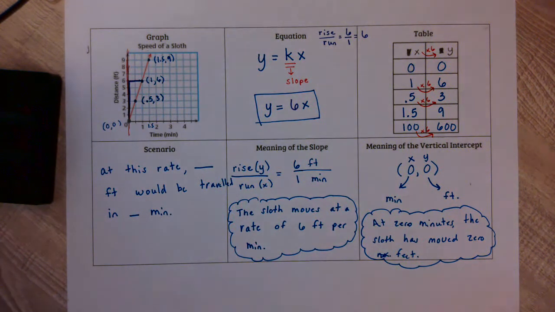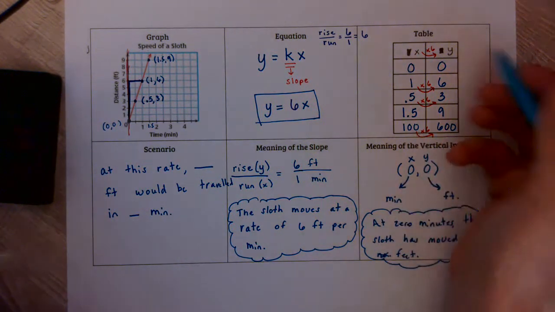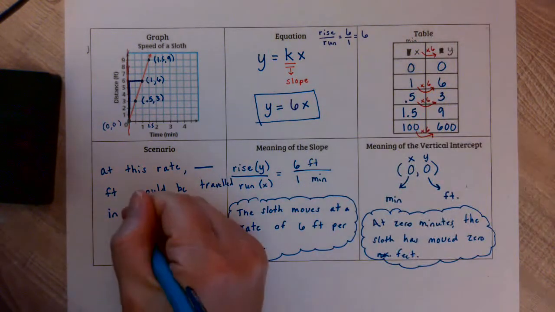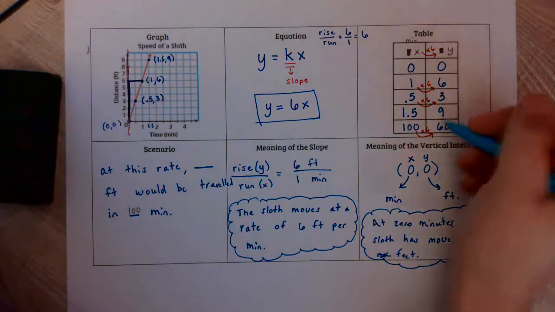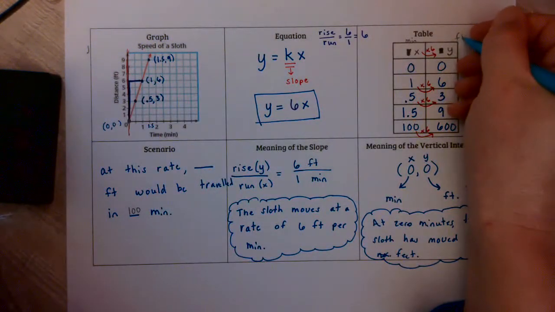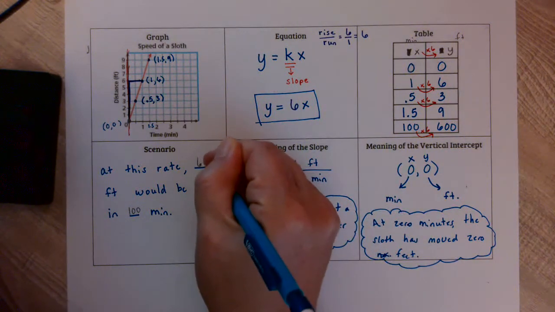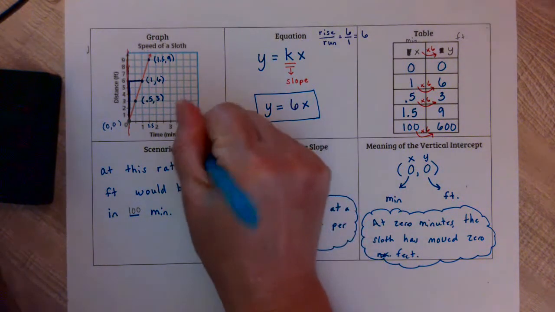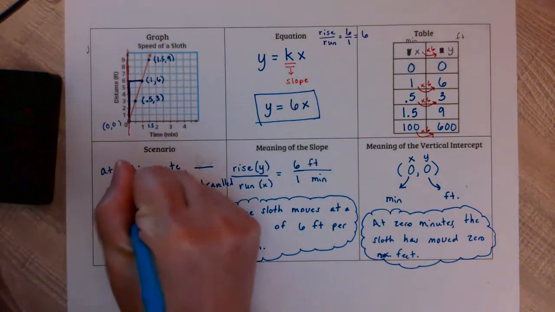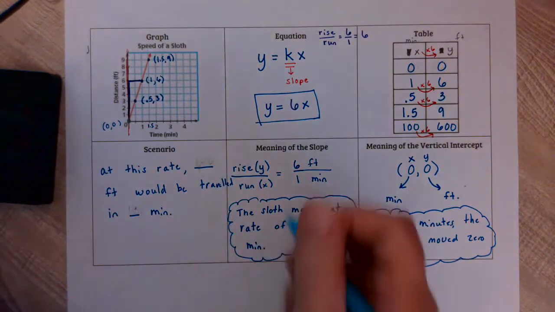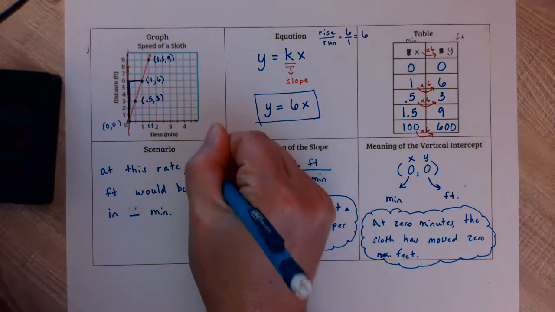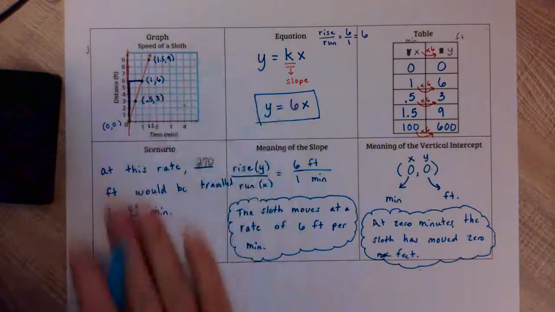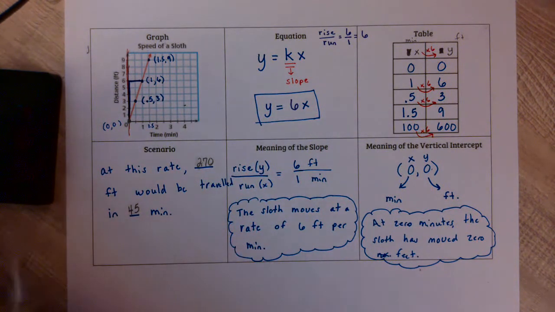So like right here in the chart, we knew this. Remember, your X is your minutes. So here we see 100 minutes. And then the Y is the feet. So 600 feet would be traveled in 100 minutes. So that could work. Another one, anything that has that relationship would work. Like another one I could think of is if I had 270 here, then that would have only been 45 minutes. So this one's going to be a multiple choice one where you're picking the right one.